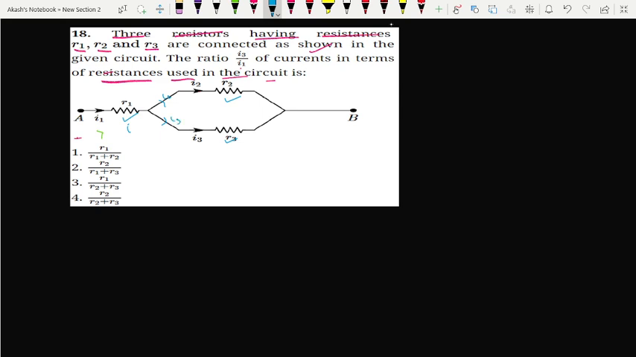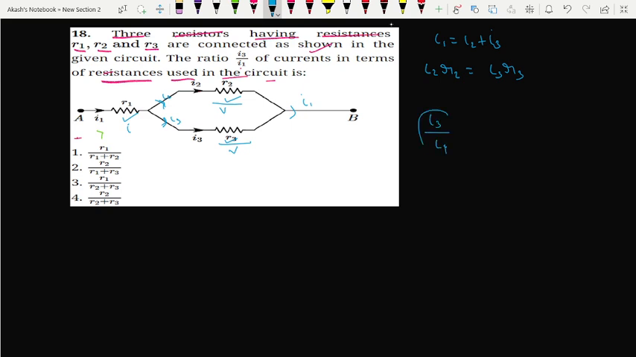As we know, potential in parallel is equal. If here is potential V, then here will also be V. So we can write I2 R2 equal to I3 R3. One more piece of information we have: I1 is equal to I2 plus I3, because I1 gets distributed into I2 and I3. From here onwards, we have to find the ratio of I3 upon I1.